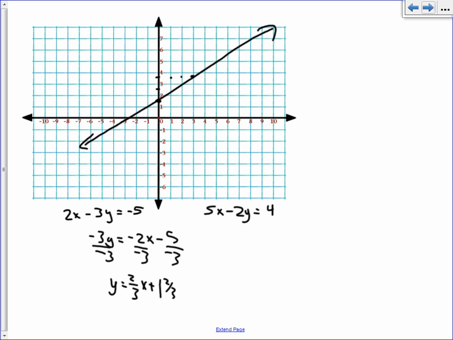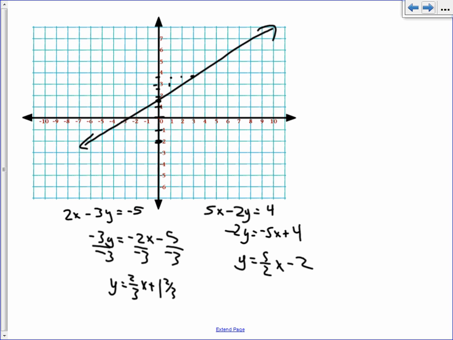If I graph here, negative 2y equals negative 5x plus 4. y is 5/2 x minus 2. First place I go is negative 2. Then 1, 2, 3, 1, 2, 3.